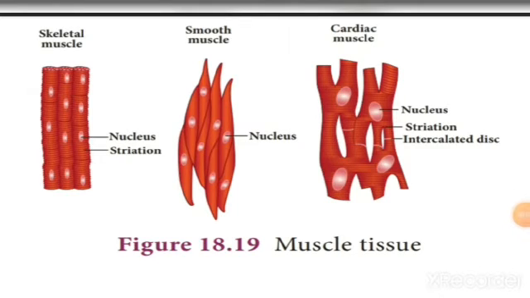And next one is muscle cells. Muscle cells make up muscle tissues, and muscle tissue can be categorized into skeletal muscle, smooth muscle and cardiac muscle. And this is also categorized based on their function as voluntary and involuntary muscles.